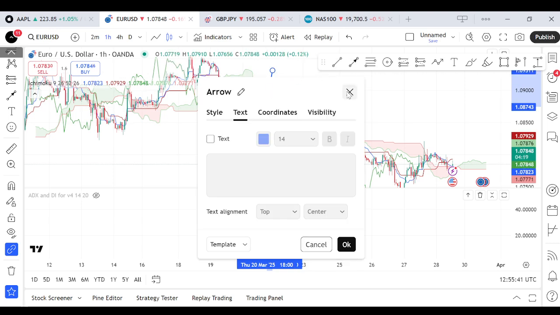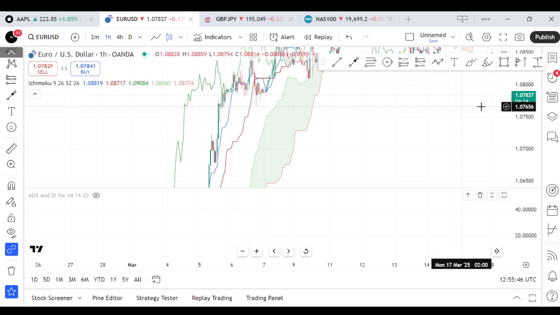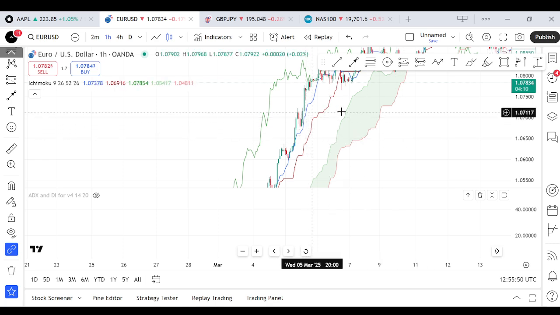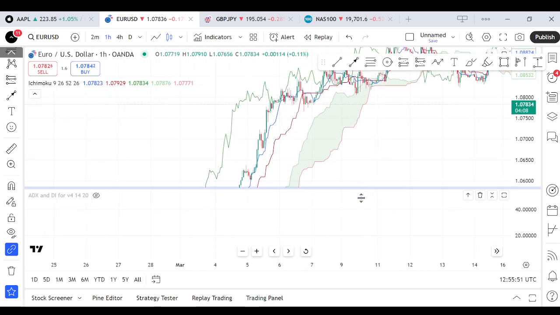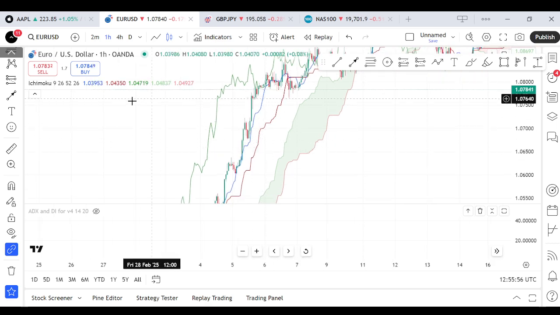And when price is above the cloud, so you can see here we have price being above the cloud. So that is an uptrend. Price being above the cloud, we are in an uptrend. So that is that for the Ichimoku cloud.